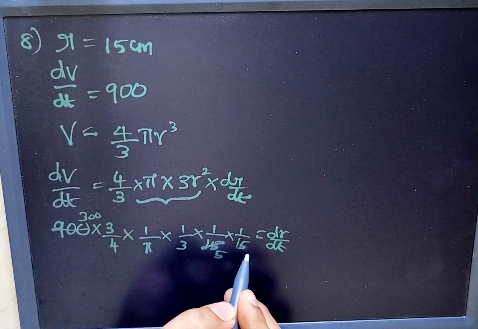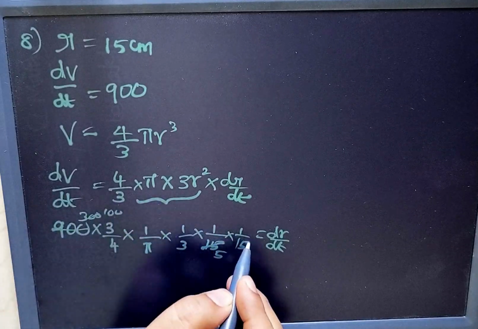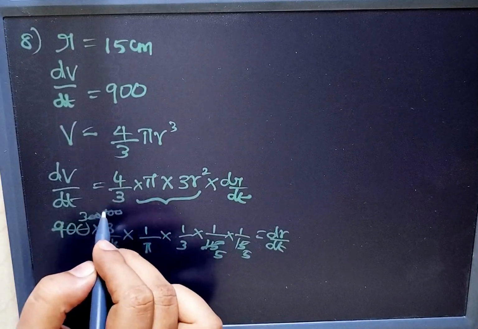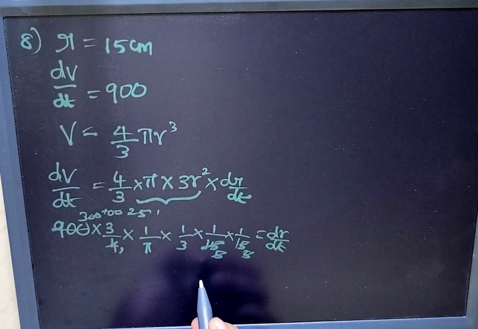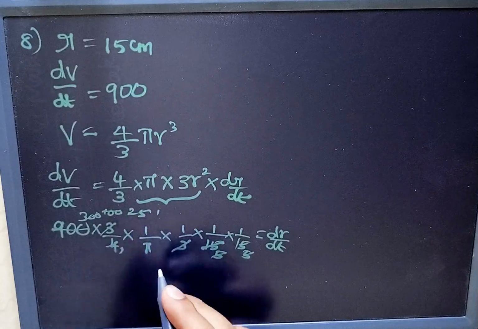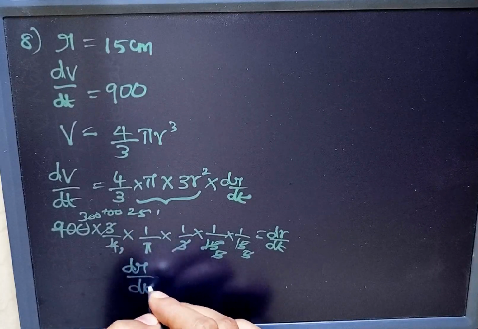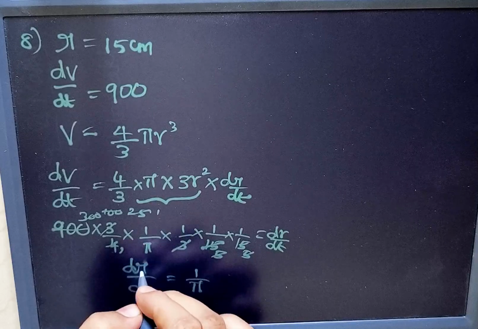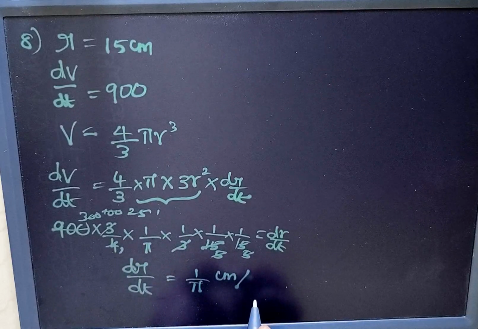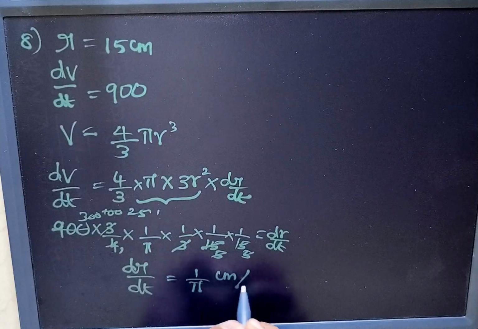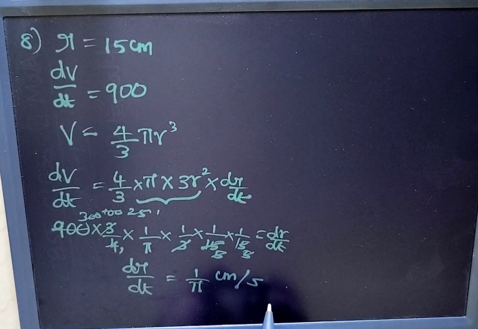300, this is 5 times, 100, this is again 5 times, 4 ones are 4, it is 25 times, 5 5s are 25, and 3 and 3 get cancelled, so we get dr by dt as 1 by pi. r is centimeter, time is given as seconds, so 1 by pi centimeter per second.